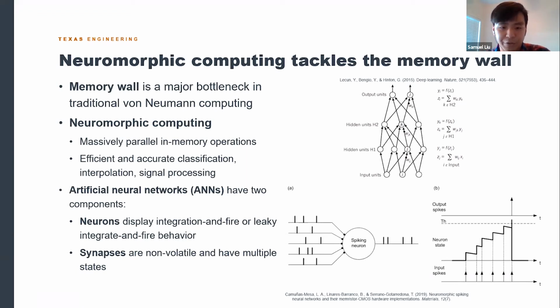Neuromorphic systems have the advantage of massively parallel in-memory operations, as well as greatly enhanced efficiency in learning a wide range of tasks. These artificial neural networks are comprised of two components: synapses, which are non-volatile memory elements, and they typically have multiple weights, and neurons, which show integrate-and-fire or leaky integrate-and-fire behavior shown in the figure in the bottom right. As you can see, the neuron state increases when impulses are delivered, that's called integration, until it reaches a threshold, where it then emits a spike, which is called firing. In between input spikes, the neuron state relaxes, which is known as leaking. So we need devices that can emulate these operations.